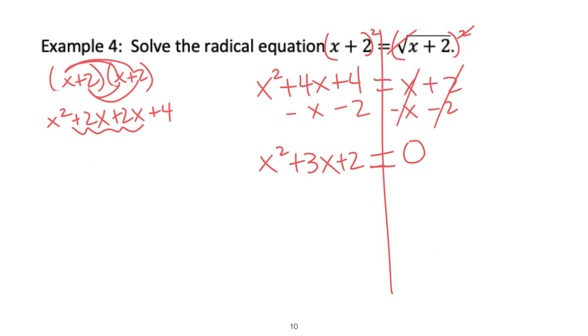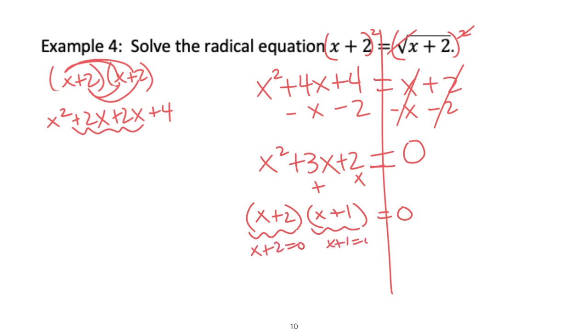Okay, so let's think of two numbers that multiply to be 2, add to be 3. That would be 2 and 1. So I'm going to set both equal to 0 to give me my solutions. So the first one gives me negative 2. And the next one gives me negative 1.